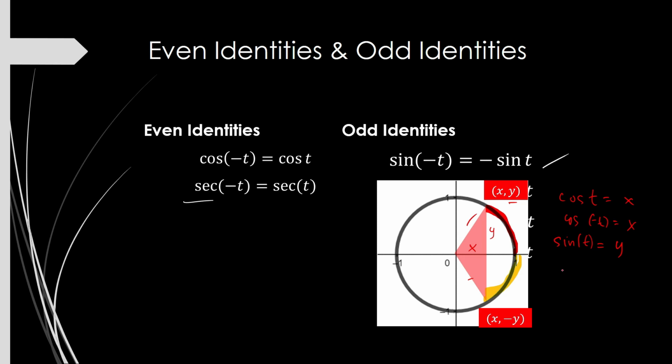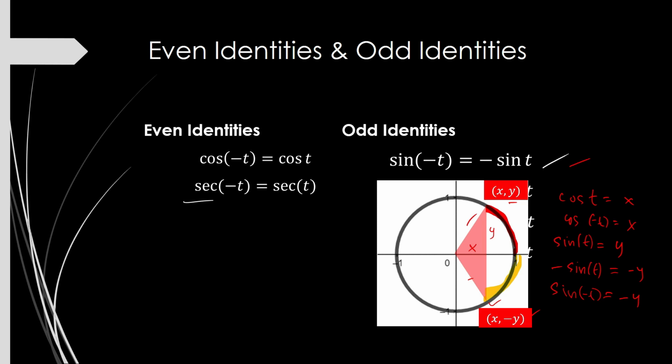But what is negative sine of t? Negative sine of t is just negative y. Now, you evaluate sine of negative t. What is sine of negative t? You pay attention to the terminal point of this arc, which is below the horizontal axis, and it is equal to negative y. And so you have it: sine of negative t is equal to negative sine of t.